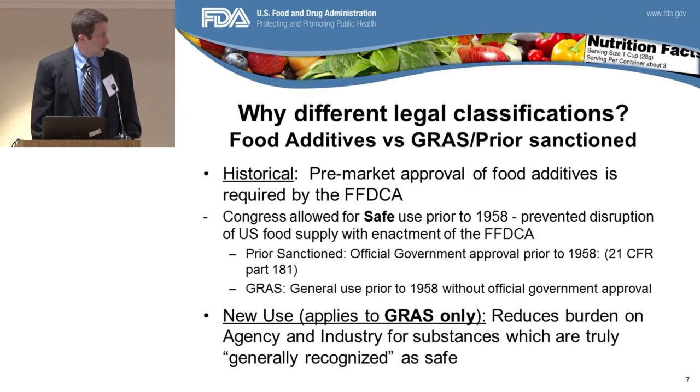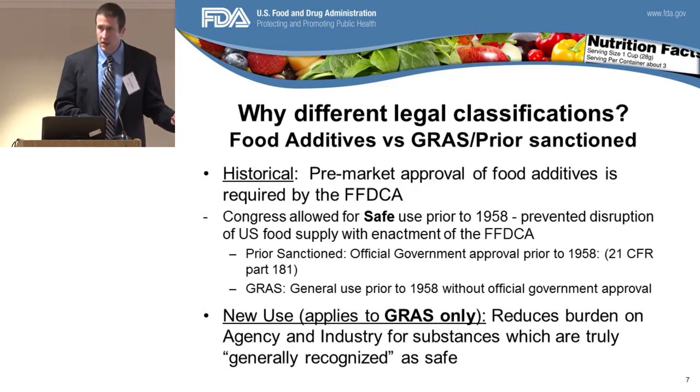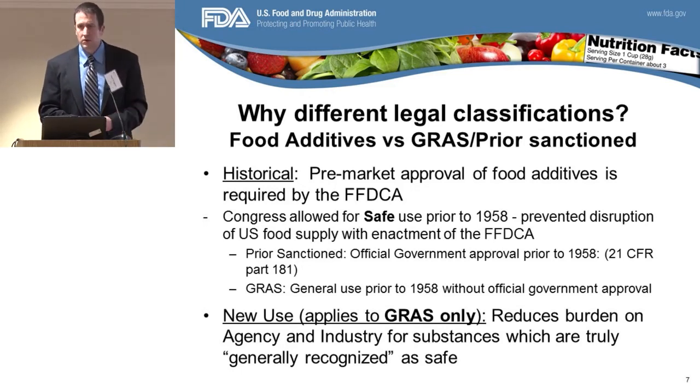It was also recognized that before 1958, industry had come to FDA for certain substances and said, hey, we're using this. Is it safe? Are we allowed to use it? FDA had written opinion letters at that time saying that they were okay to be used. So basically we'd given them prior sanction before the passing of 1958, and that's why prior sanctioned materials are also exempt from the definition of a food additive. So that's more the historical perspective.